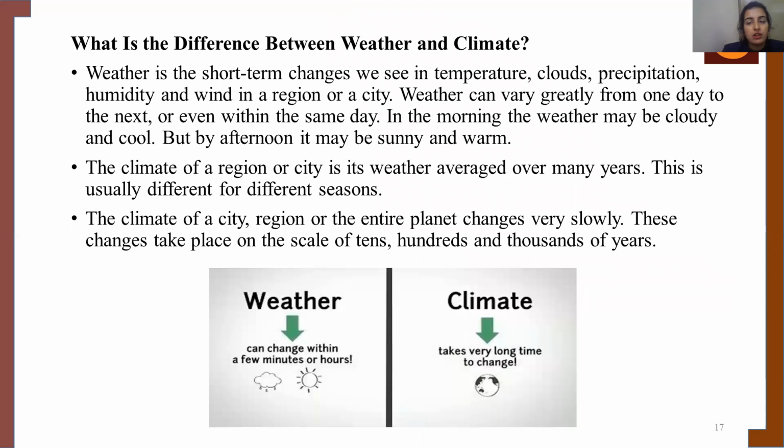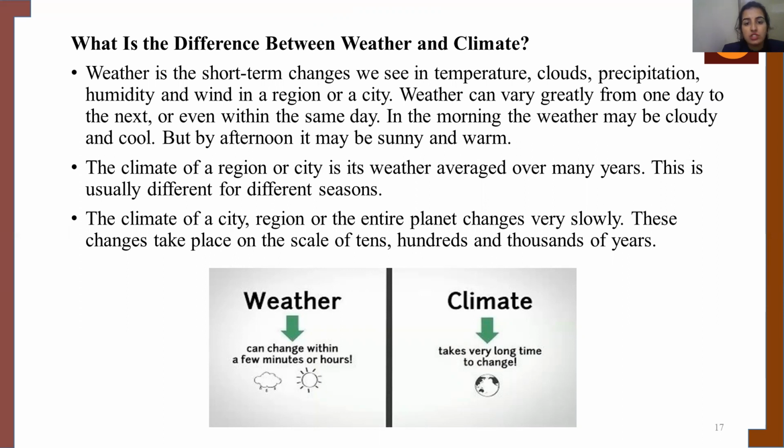So let's look into what is the difference between weather and climate. As we said earlier, weather is a very short-term phenomenon in which we can see a change in temperature, humidity, and wind in a particular region or city, and this weather can vary from day to day or minute to minute. As we know, in the morning it may be cloudy, in the night it may be rainy. So in a day itself, there will be change. So that is what is called weather.